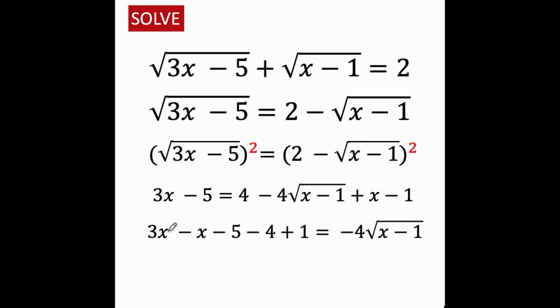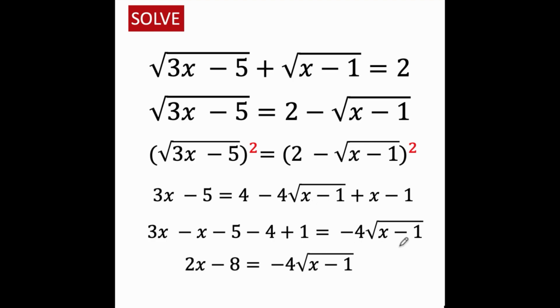We have this 3x, this plus x here becomes minus x at the left. We copy the minus 5. Then this plus 4 here becomes minus 4 at the left side of the equation. And this minus 1 becomes plus 1. At the right side, we have negative 4 times the square root of x minus 1.